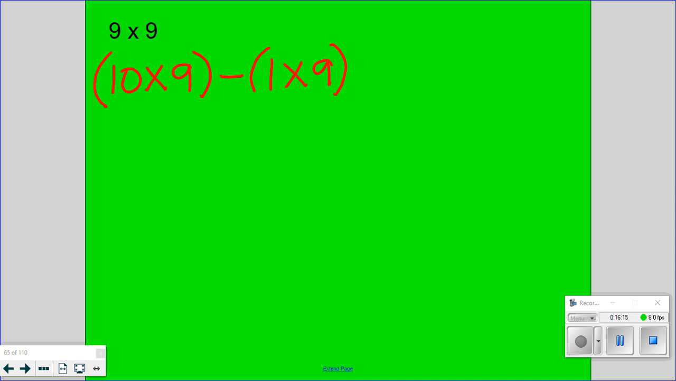Yeah, so now we can solve the parentheses. Well, what's 10 groups of 9? 90. Minus 1 group of 9. What is 1 group of 9? What is 9 take away 9? 81. Hey, you just figured it out. 9 groups of 9 is worth 81. It's not so bad, is it?